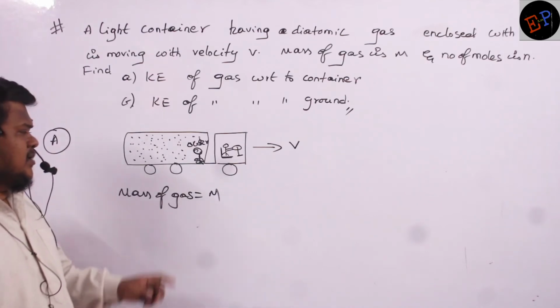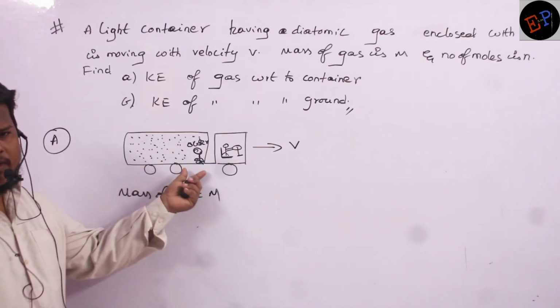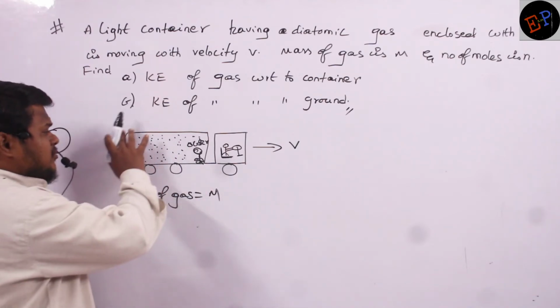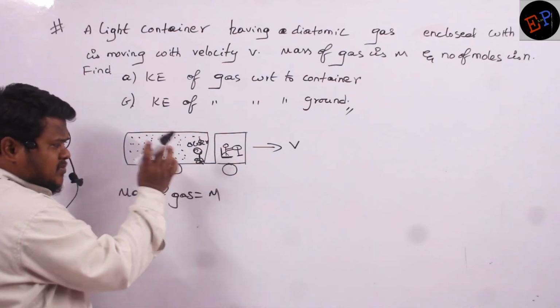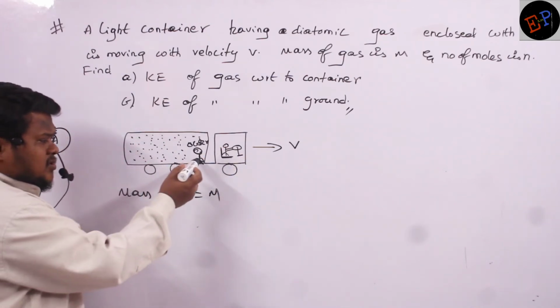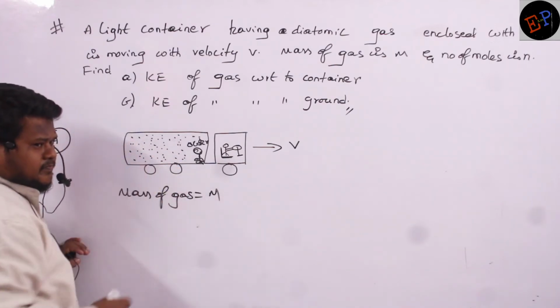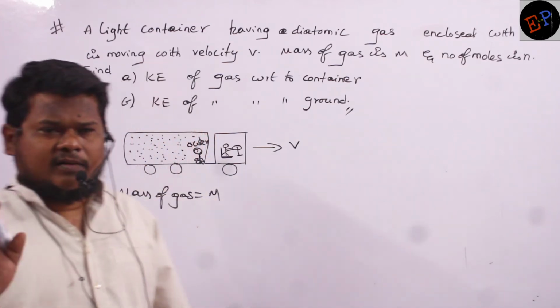Are you able to understand? Because we are solving with respect to container, the observer is the container, and the observer always goes into rest position. So we have to neglect the motion of this container, because relatively the observer will be in rest position. So what will he observe? He will observe only the velocity of the gas molecules, their natural velocity, the velocity with which they are moving inside the container. That only he will observe.